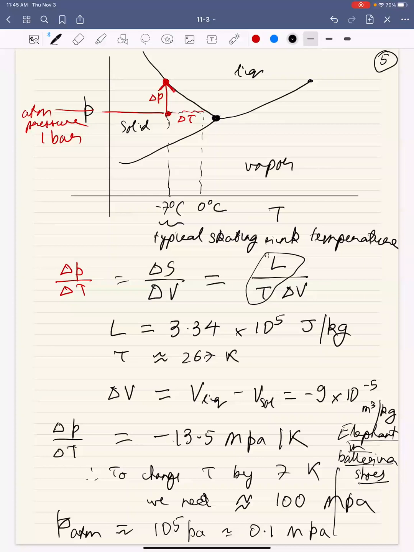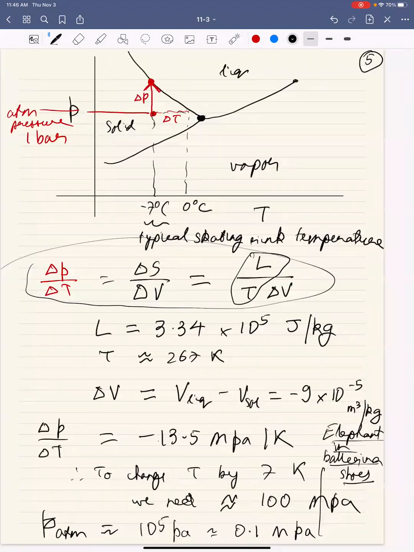So good. You can see these things are useful. But now we have to really think about these boundaries. That's what we want to do next. We will keep working with this equation, dP by dT is equal to delta S by delta V, and try to understand why the boundaries between phases are the way they are. Any questions?